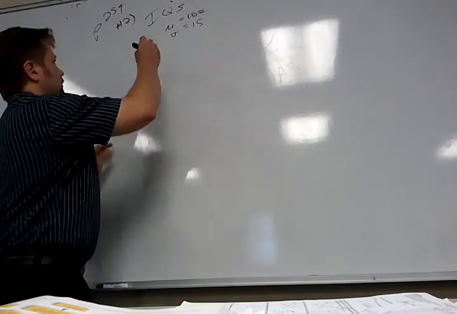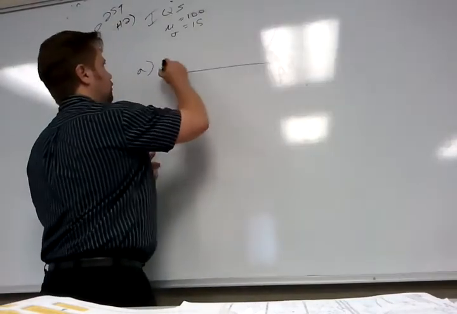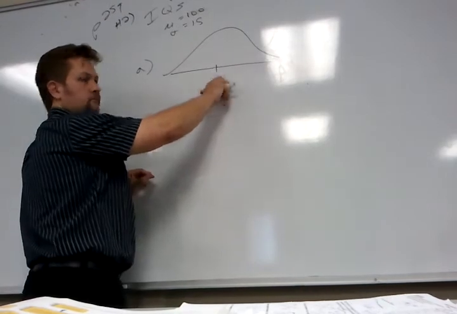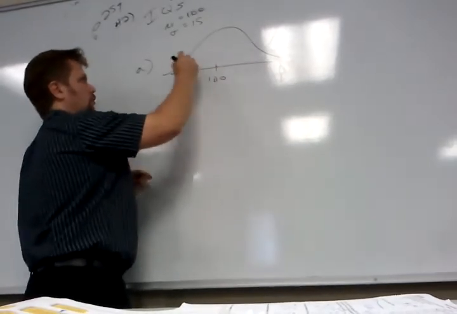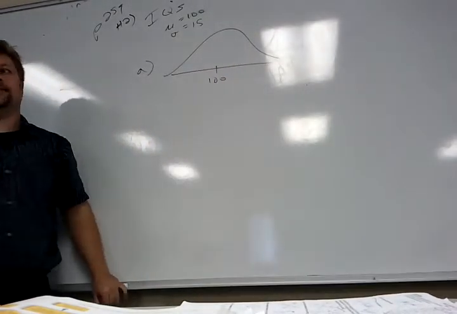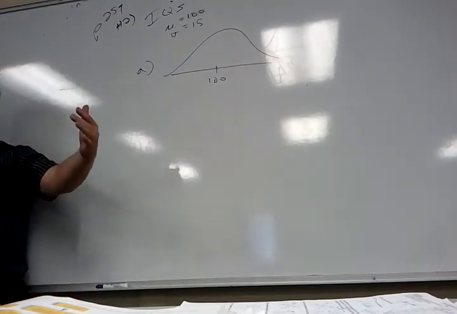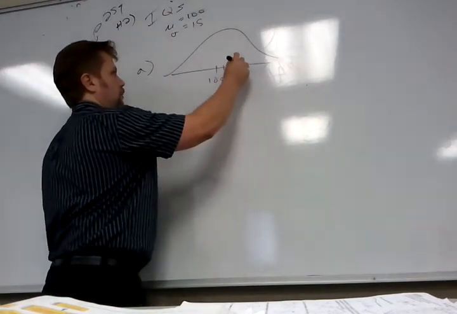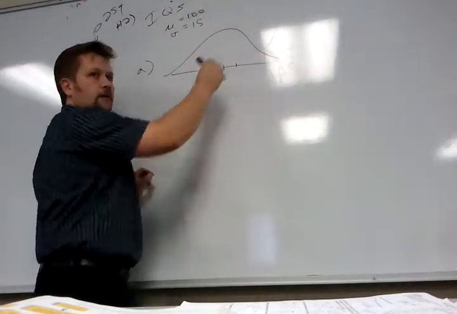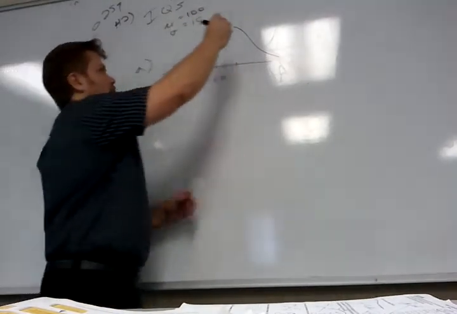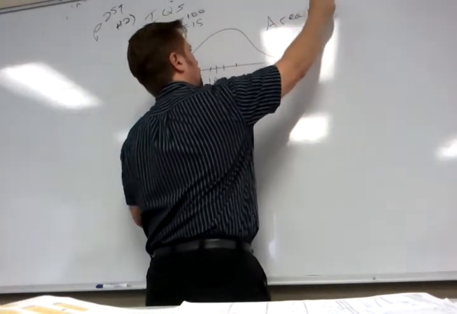What's the area under this whole curve? And what goes right in the middle? 100. What's this whole area? Gotta be 1 or 100%. That's the idea. If you add all the probabilities up, the probability somebody's got a 101, 102, 90, 99, if you add them all up, it's got to be 1. So the area under the curve is 1.